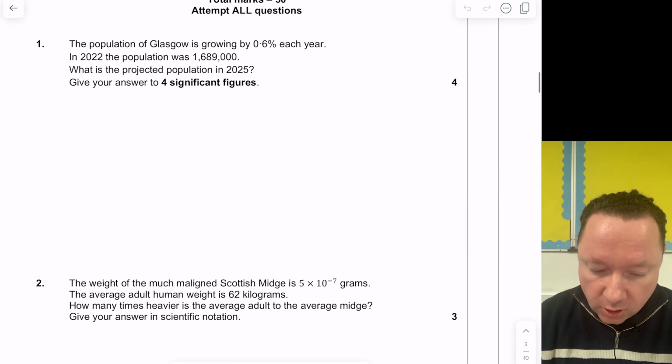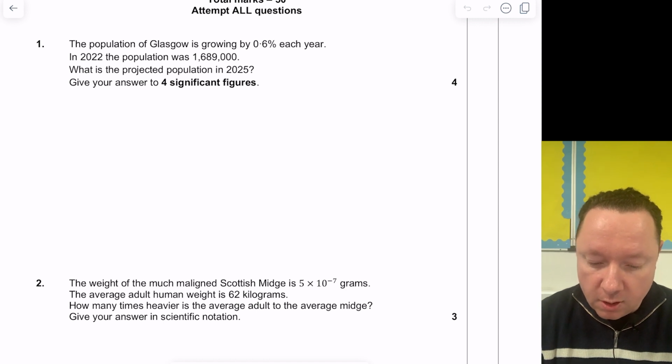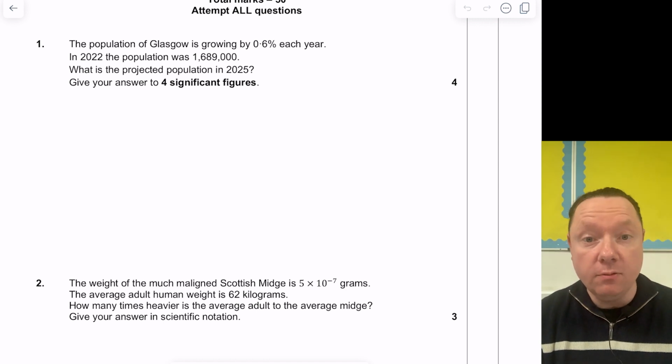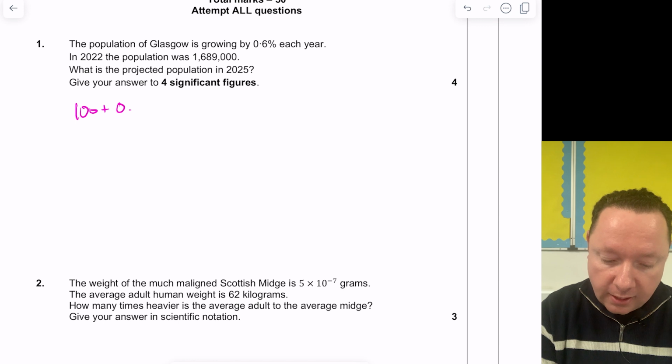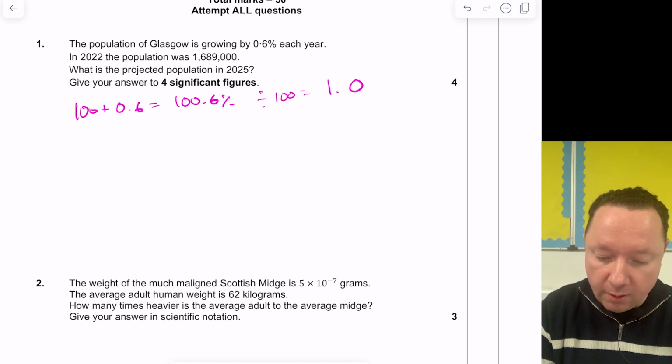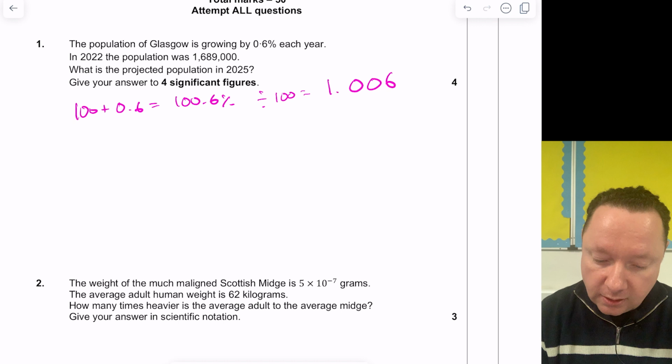Okay. Question 1. The population in Glasgow is growing by 0.6% each year. In 2022, population was 1,689,000. What is it in 2025? Give your answer to 4 significant figures. So this is appreciation. Just be careful here. So I do 100 plus 0.6 to get 100.6%. If I divide that by 100, you don't get 1.06. You get 1.006. So that's a little bit trickier.